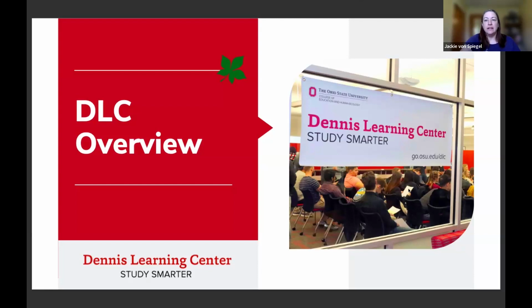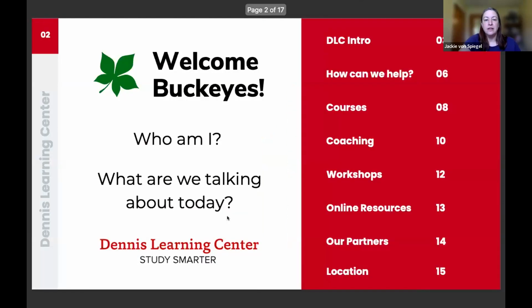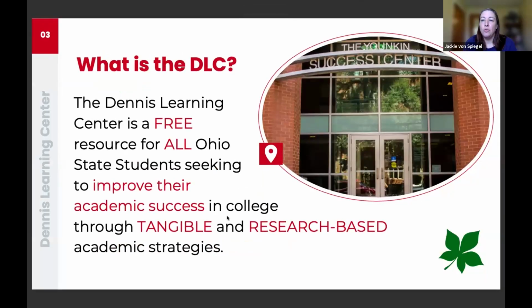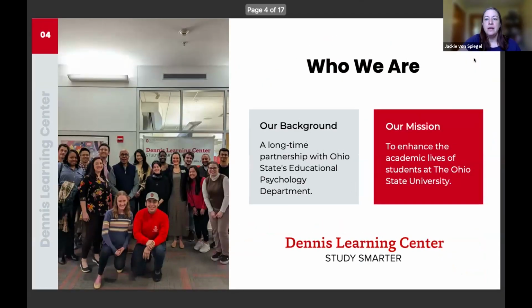So the Dennis Learning Center is, I can move my slides here. We are a free resource for all Ohio State students who are seeking to improve academic success in college through tangible and research-based academic strategies. In other words, I like to say we help students become the best students they can be. So we're really going to help you be successful in your classes. We have a long-time partnership with Ohio State's Educational Psychology Department, so we use the research in learning and motivation to promote our mission, which is to enhance the academic lives of students at Ohio State.